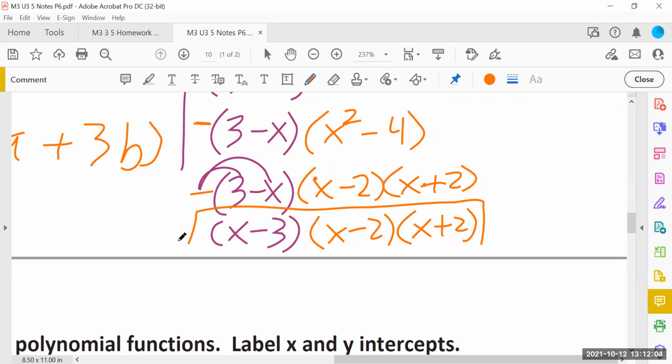Does that make sense? This one would have been fine also. They're equivalent. They're both equally right. Does that make sense to everybody? And if you're finding things like end behavior, y-intercept, they'll all work out exactly the same. Doesn't matter which one you use.